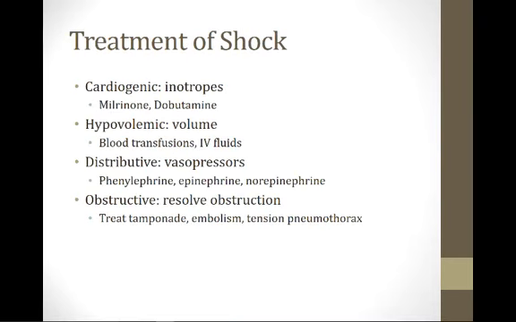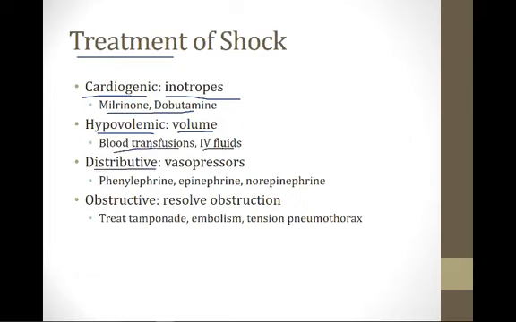The reason it's so important to determine the type of shock in a patient is because the treatments are different for all the major categories of shock. In cardiogenic shock, the primary problem is a fall in contractility, so the treatment is with inotropes, which are drugs that increase contractility. These are drugs like milrinone and dobutamine. In hypovolemic shock, the treatment is to add volume. This could be through blood transfusions or IV fluids.